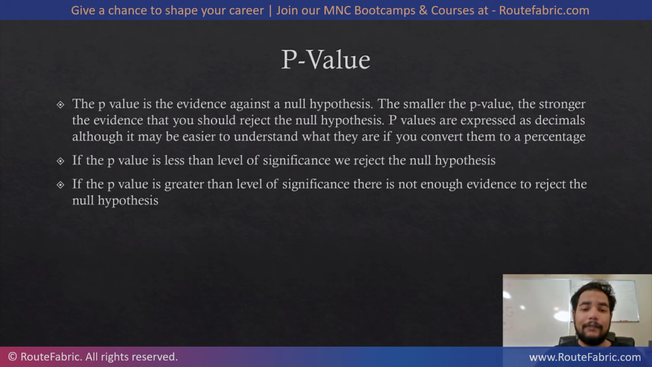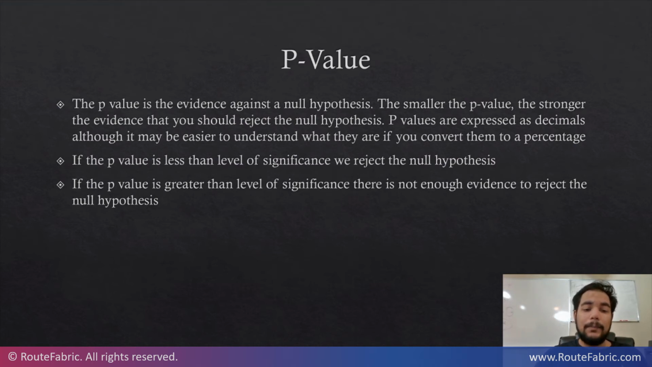For example, if the p-value is 0.45 and the level of significance is 0.5, which is 50%, then we reject the null hypothesis. If the p-value is greater than the level of significance, there is not enough evidence to reject the null hypothesis. So for the time being, the null hypothesis is safe.